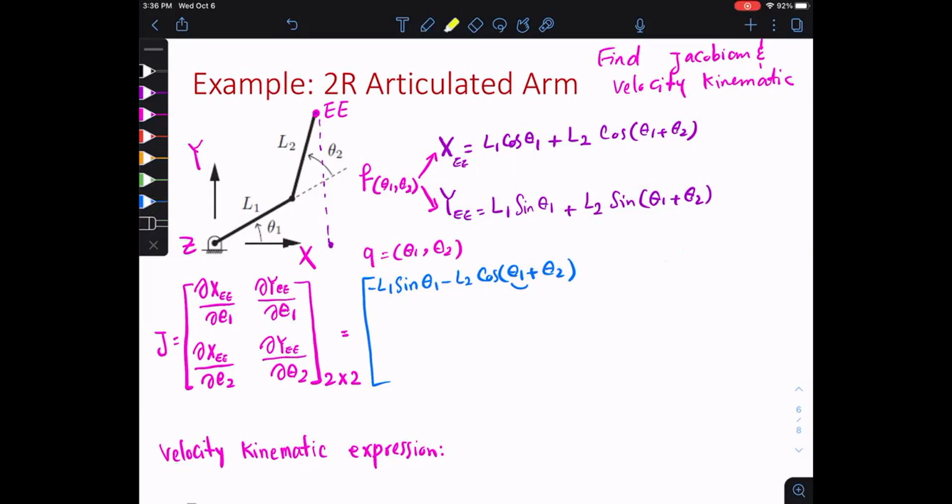Oh, it has sine. It's sine. Sorry, it's not cosine, it's sine. You have to get it. Yeah, it's like I wrote it. Why are you telling me it's wrong?